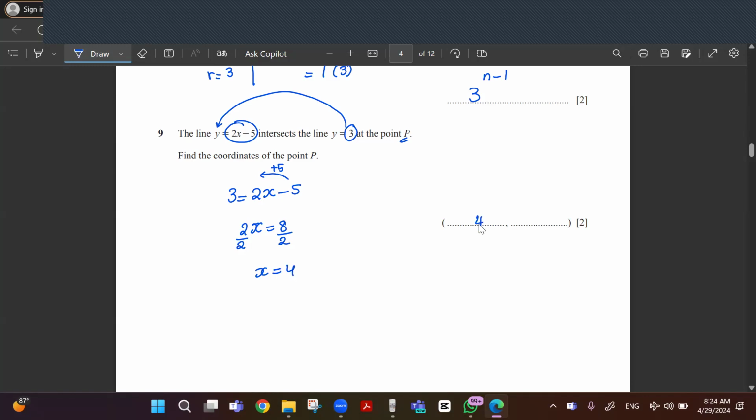Did I finish? No. What do I have to do? Do I have to substitute in any of them to get y? Here, no need, because I already know that y equals 3. But even if you forgot that and substituted here with x equals 4, you will get the same answer. But no need, do not waste your time. Okay?